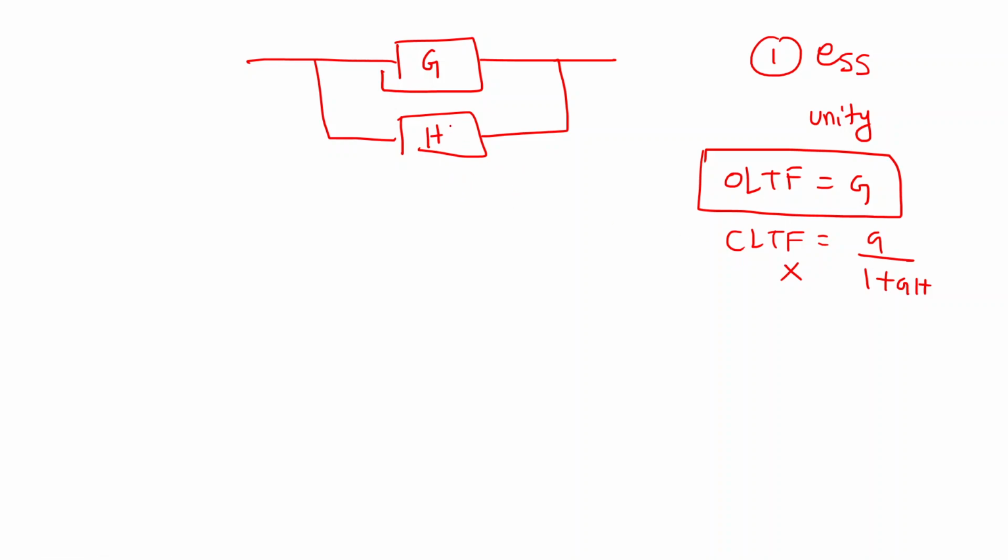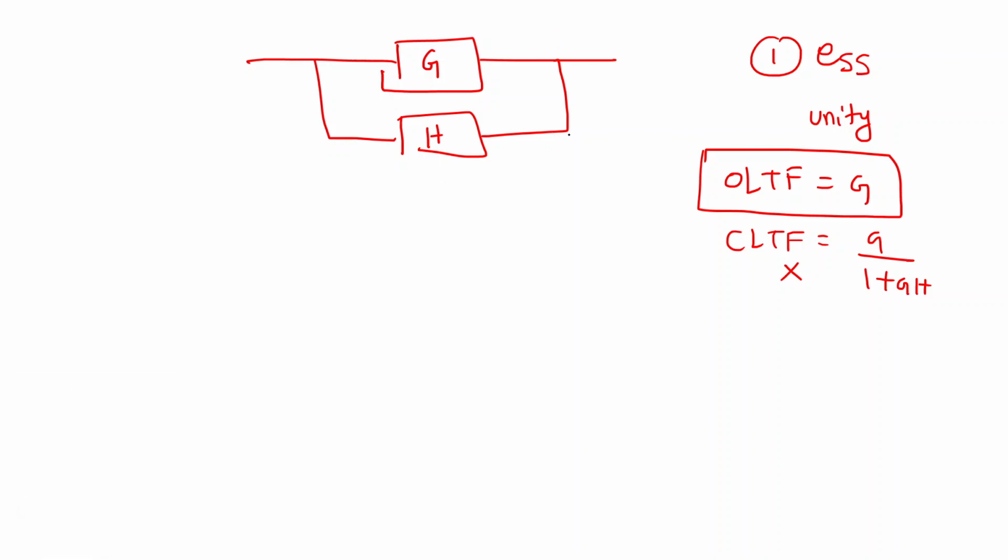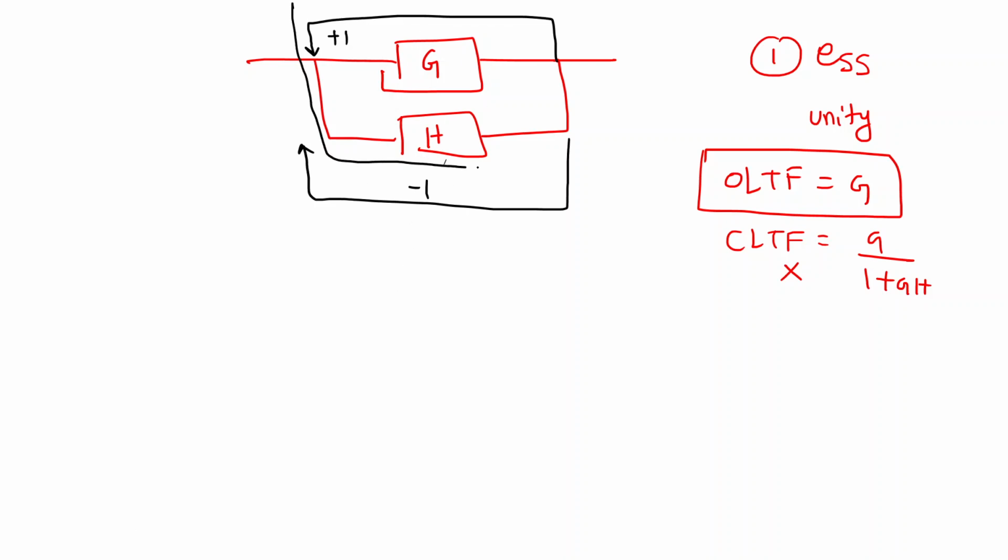Now, sir, this is a non-unity feedback system. First of all, you convert it to a unity feedback system. So what you do, you apply one negative feedback and one positive feedback. This one is plus one, this one is minus one. Then you have to solve this part, because this part gives your open loop transfer function, and this minus one is the feedback only.